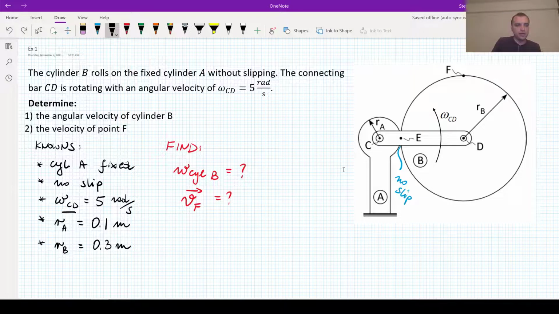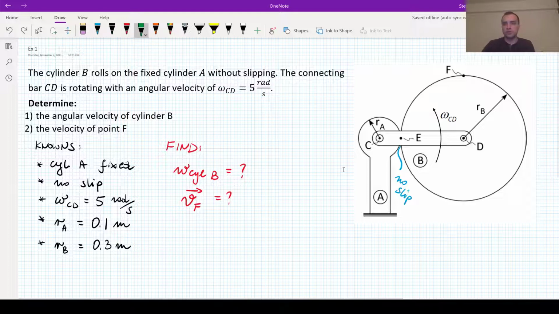What do we know? We know the radii of the 2 cylinders. We know that our bar CD has omega CD counterclockwise. We know that there is no slip between the 2 cylinders. And we also know that this guy is fixed. And what do they ask us to find? They ask us to find omega of this body.